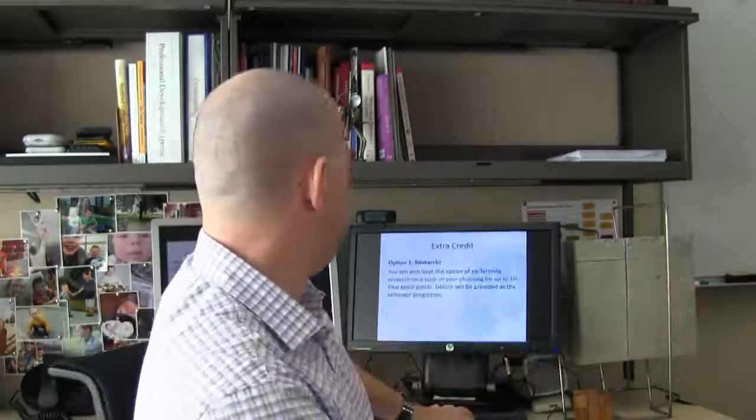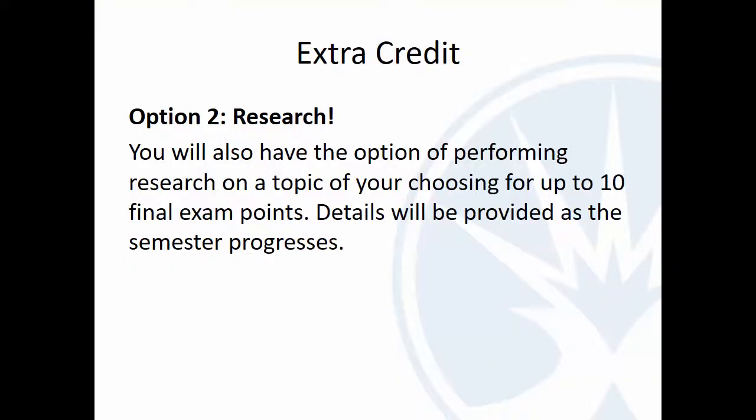And that one will actually count on the final exam. I think, I keep forgetting what I decided here. Yeah, so this one is up to 10 final exam points, and so depending on what you earn on that rubric, you can get up to 10 final exam points. There'll be partial credit awarded. And so that is it for extra credit.